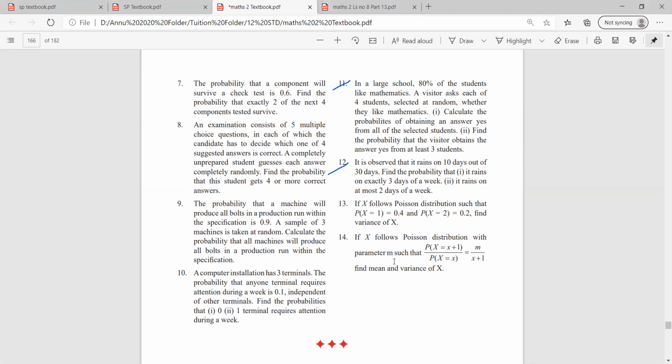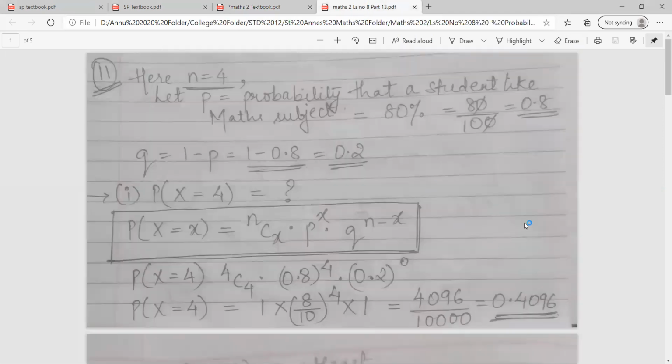So again, there is no word related to Poisson, no parameter m mentioned, nothing mentioned about average. So this is a sum based on binomial distribution. So for binomial class, we require 3 alphabets, that is n, p and q. So I can say over here, n is equal to 4 because 4 students are selected at random.